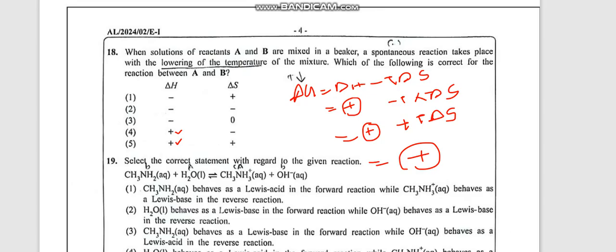Then this T delta S term will be negative, and if that value is greater, delta G will get a negative value. Okay, and it is possible. Therefore, answer is number 5. That is how you have to find the sign of the entropy.